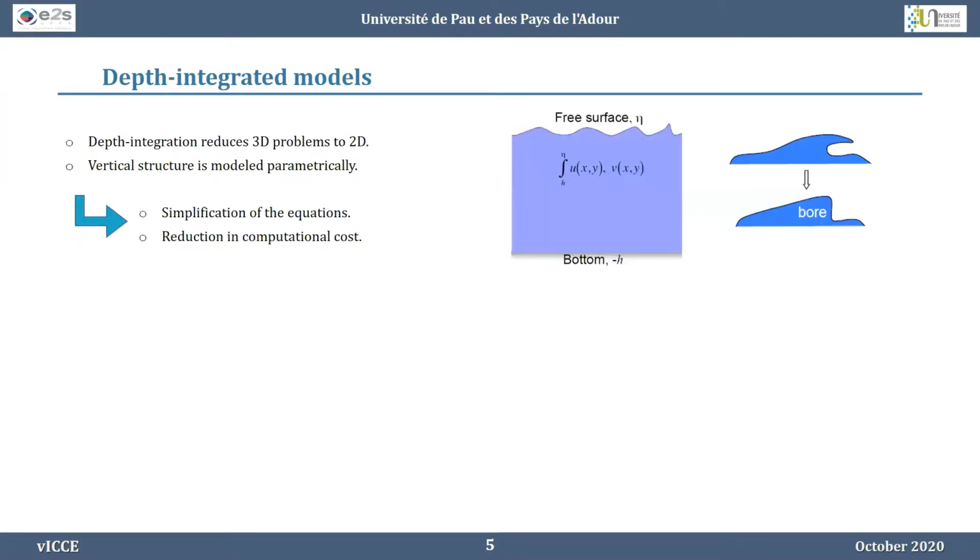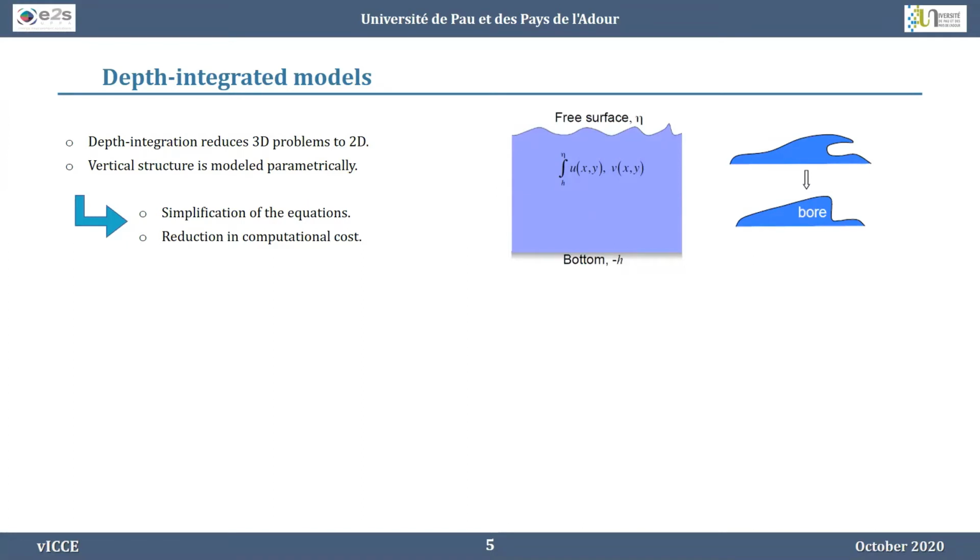As we all know, solving free surface flow problems requires solving the 3D Navier-Stokes equations combined with the free surface kinematic and dynamic boundary conditions. This can be very difficult to solve, especially for large-scale problems. A simplification of the equations can be achieved by integrating over the water depth and thereby reducing the spatial dimensions from 3D to 2D.